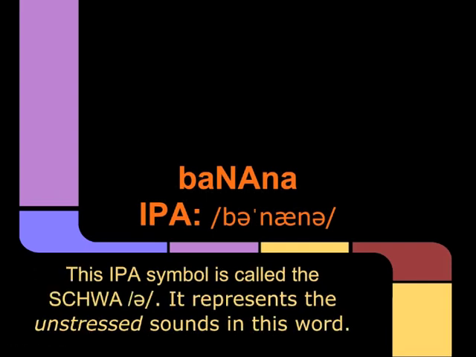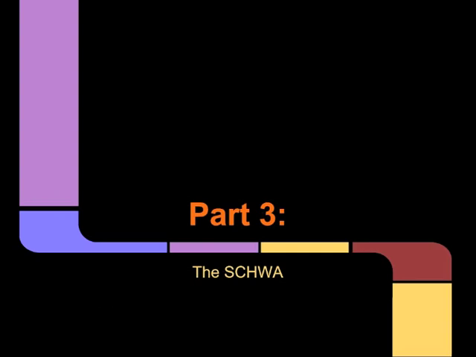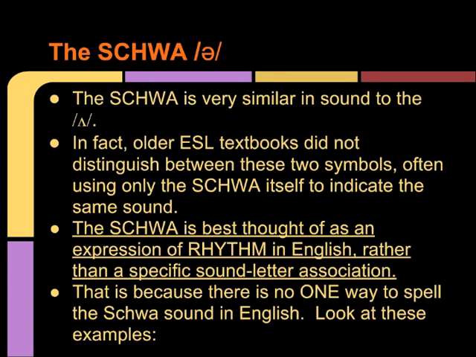This IPA symbol is called the schwa. It represents the unstressed sounds in this word. Part 3, the schwa. The schwa is very similar to the IPA symbol.